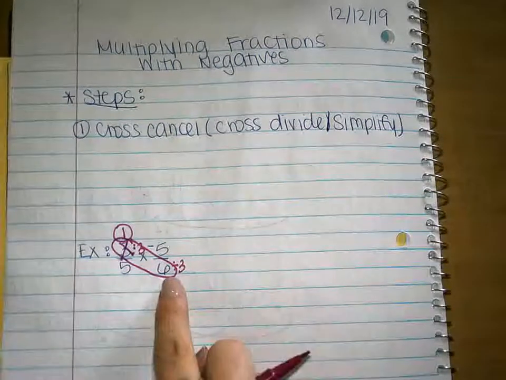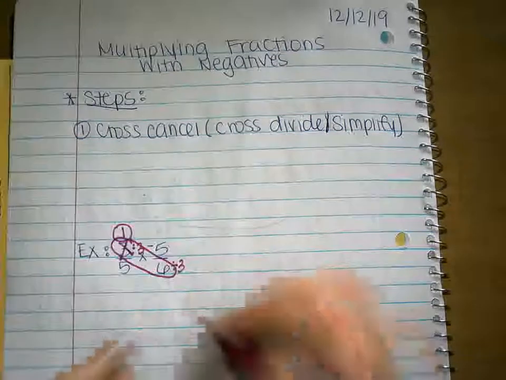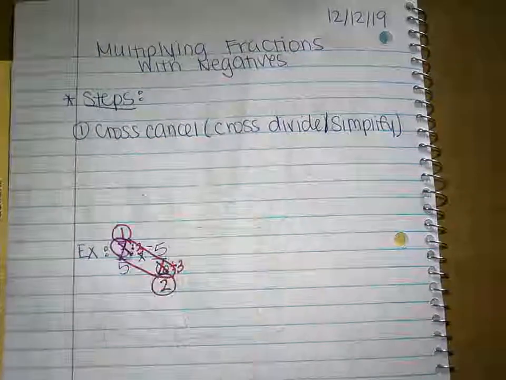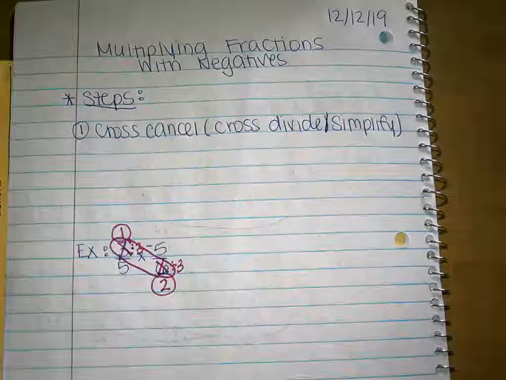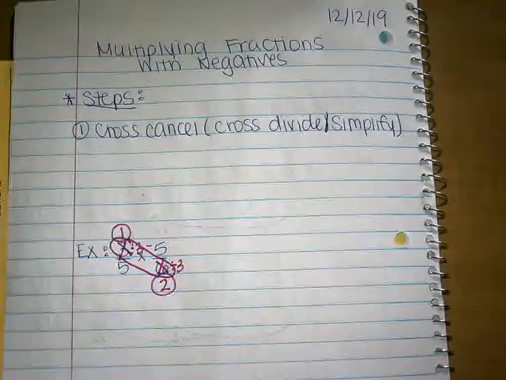Yeah. I'm going to do the same thing with the other one. 6 divided by 3 is what? 2. So I'm crossing out the 6, and I'm putting a 2. That is my new denominator. So new numerator, new denominator. Does that make sense to everyone?